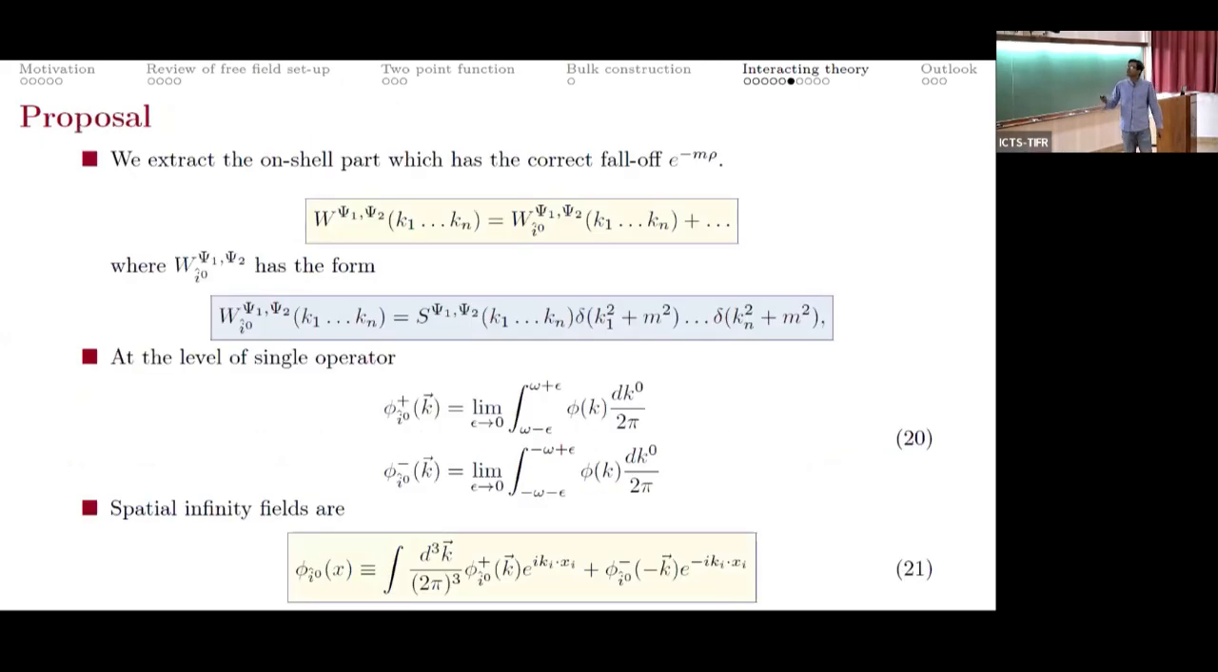Okay, we have a proposal. We are saying, first go to momentum space and extract out the coefficient, the on-shell coefficient, the one multiplied with all the delta functions. If you do a field theory with this coefficient, that really does have the right falloff of e to the power minus m rho. And then we can write the spatial infinity fields like this. We can also write these correlators in terms of the single operator. For a single operator, we can just extract the on-shell part, and we can write the spatial infinity fields in terms of this on-shell part.